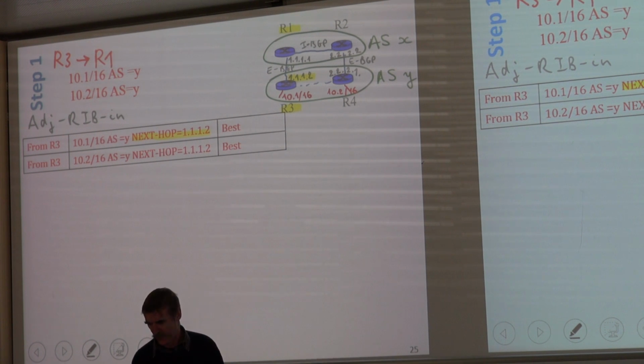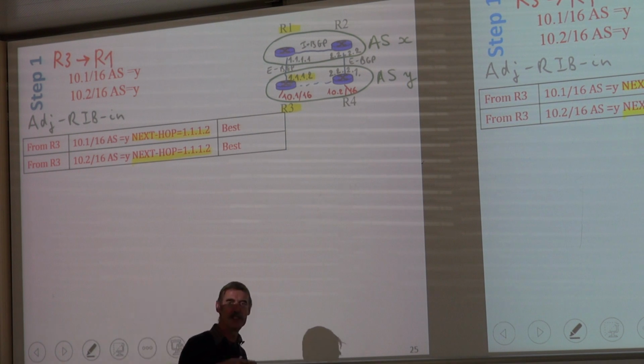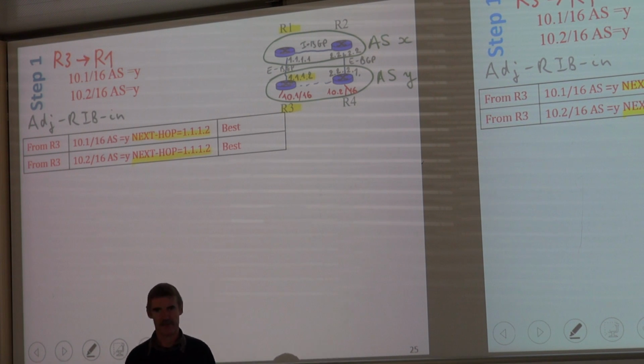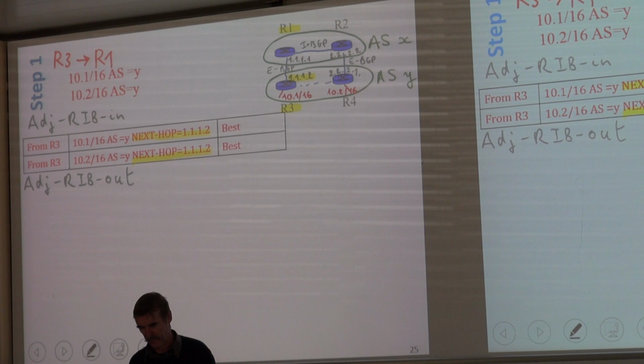So those two routes have the same next hop. Note that 10.1/16 is directly attached to R3, 10.2 is directly attached to R4, but it's a route that's inside the domain Y. So depending on how you configure domain Y, but typically in the standard configuration, R3 would advertise that route. So that's the first step.